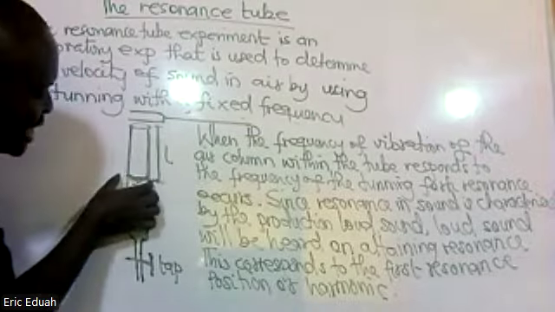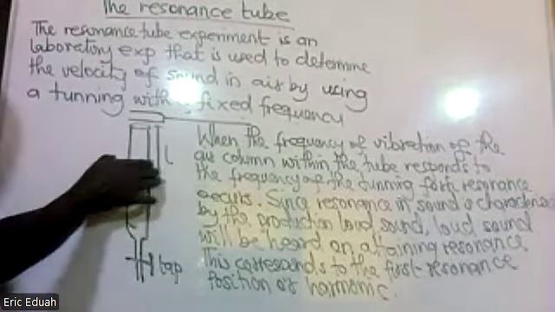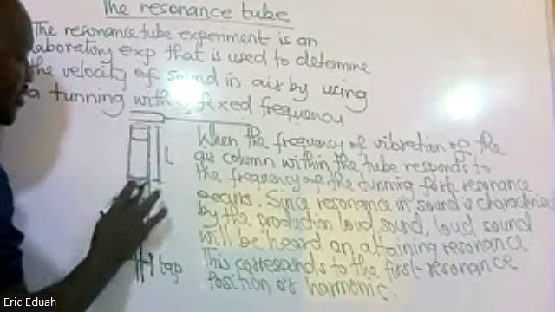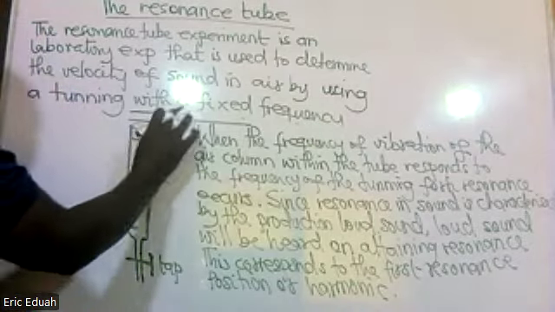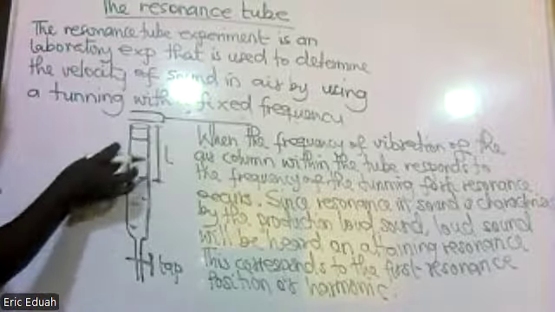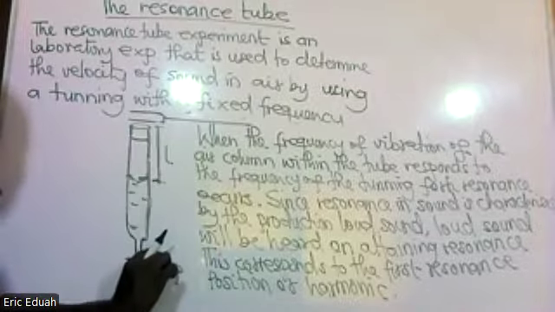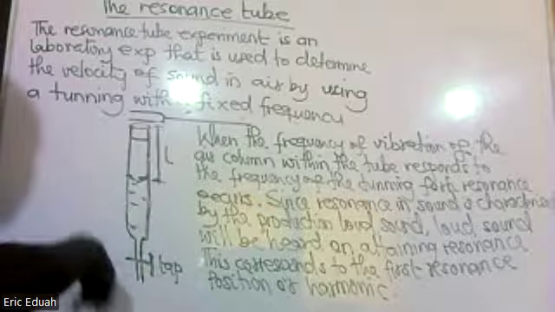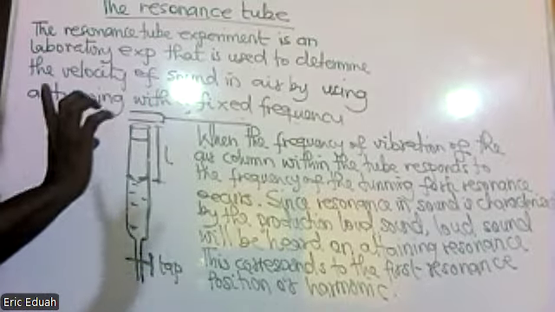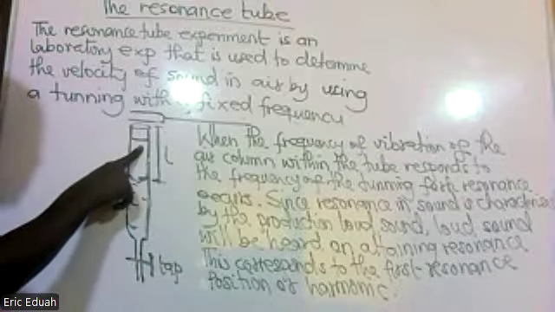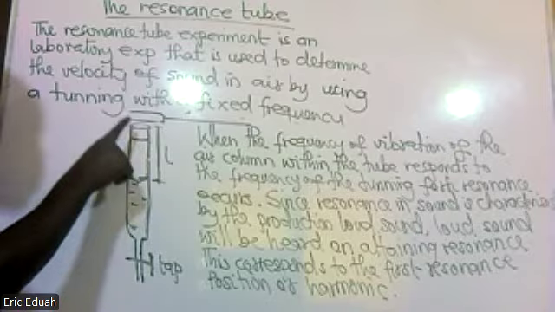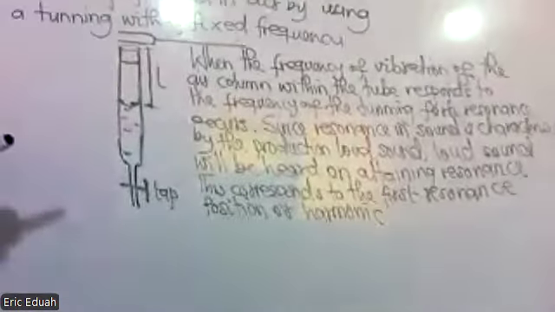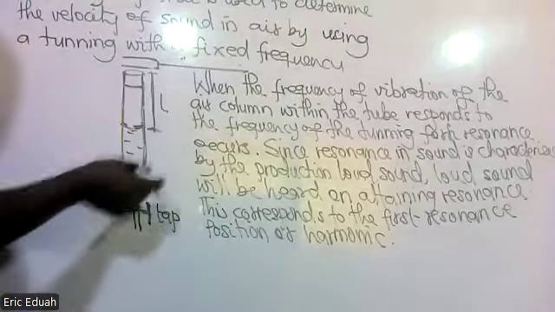You obtain resonance by adjusting the water level. So the tube is initially filled to a certain level. Then as the tuning fork vibrates, you open the tap so that some volume of water will overflow. As you adjust the volume of water, a certain point will be reached where resonance will be obtained. So resonance is obtained by adjusting the water level or adjusting the air column.